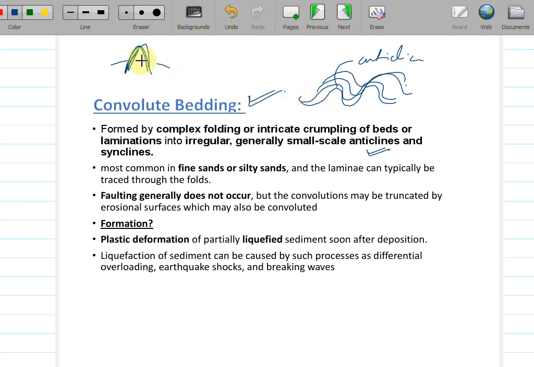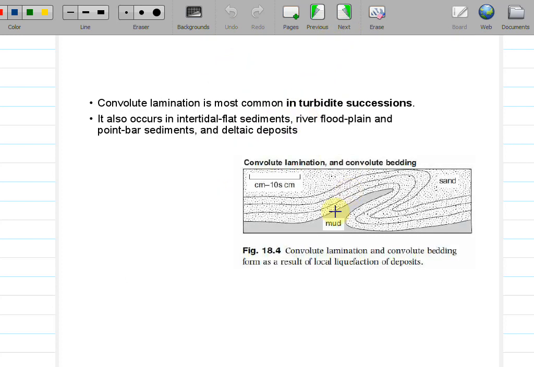Okay, and there is an upright fold, you can say, okay, and then there are synclines, right? So convex up and concave up, okay. Anticline is, sorry, syncline is your concave upwards, right? So convolute bedding looks like this. So this you can see a type of anticline, right? And this is a type of syncline here.